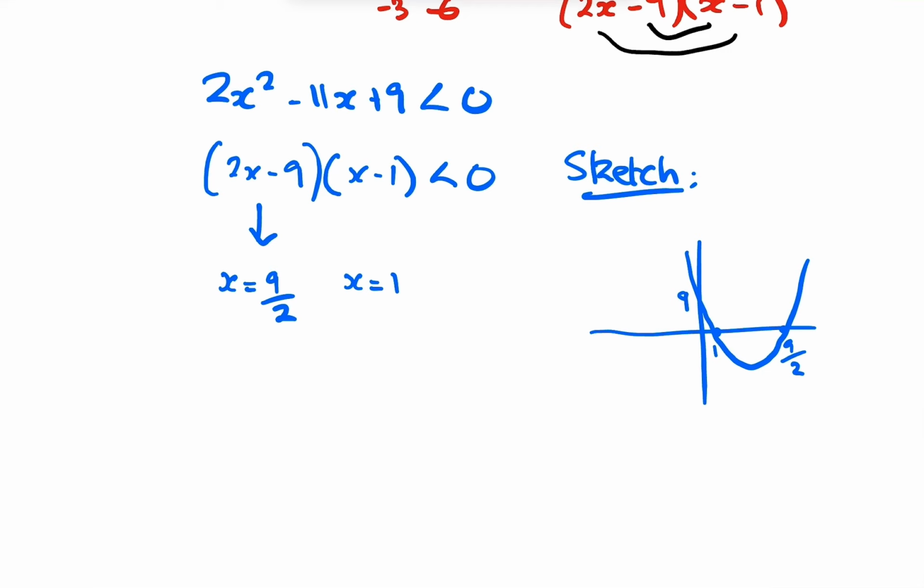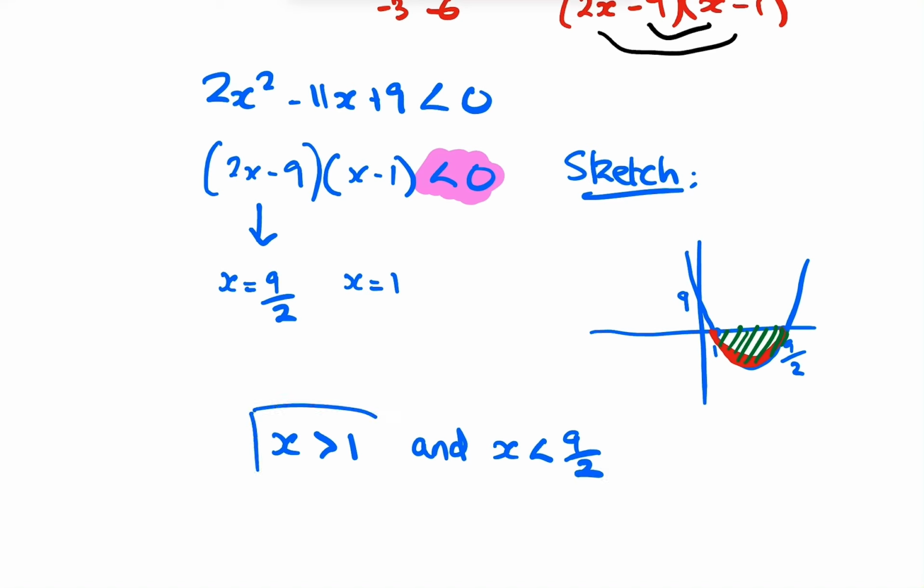Now, we want to know where this graph is less than 0. So this graph is less than 0, all of these parts here. So we want an inequality that describes this region. Okay, so an inequality which describes that green region, clearly x is going to have to be bigger than 1 and x is going to have to be less than 9 over 2. Okay, now these are two separate inequalities.